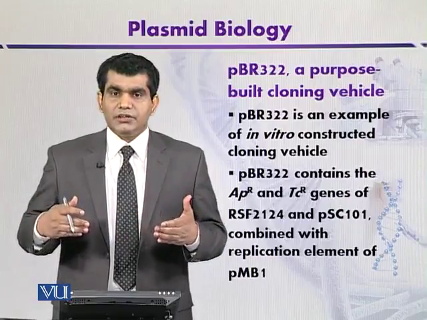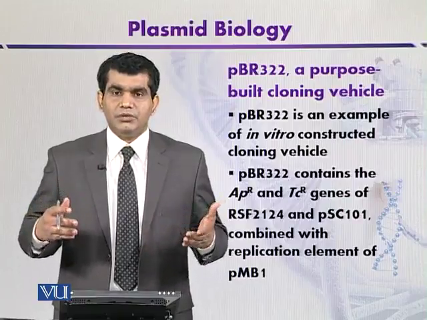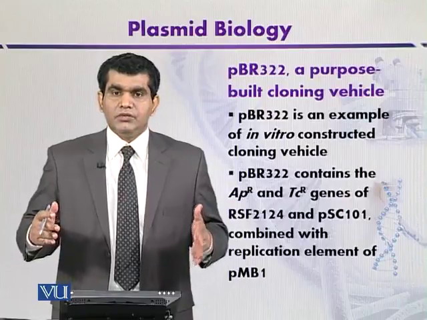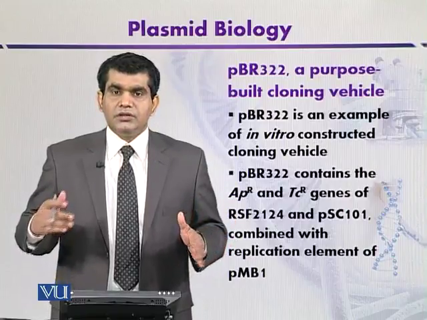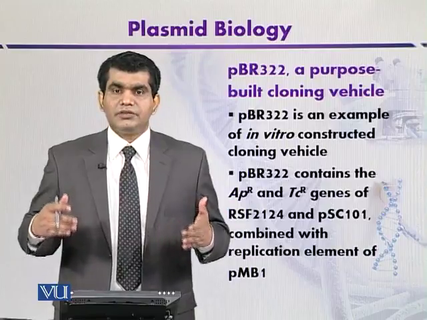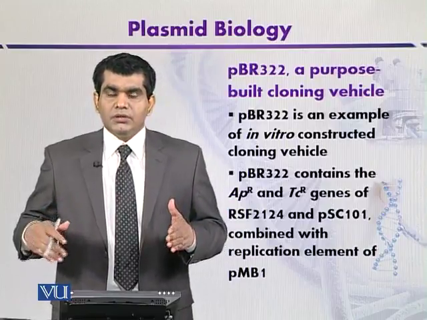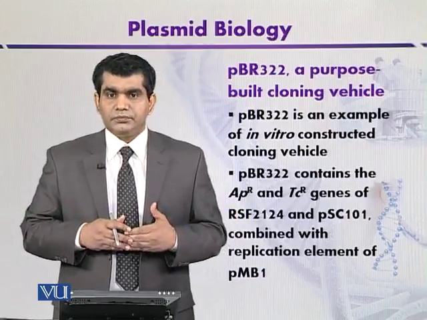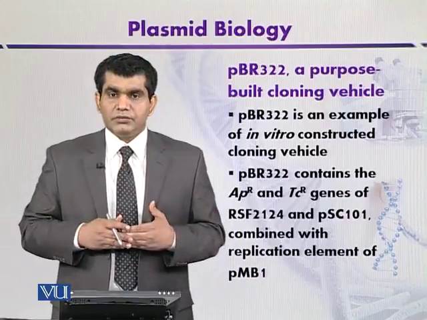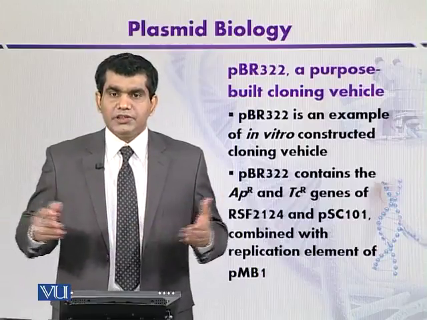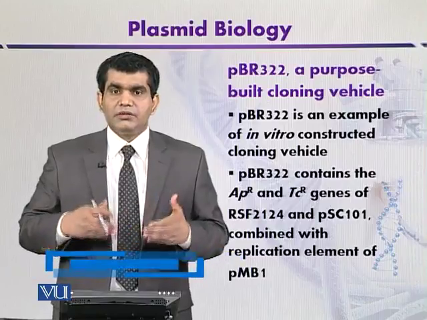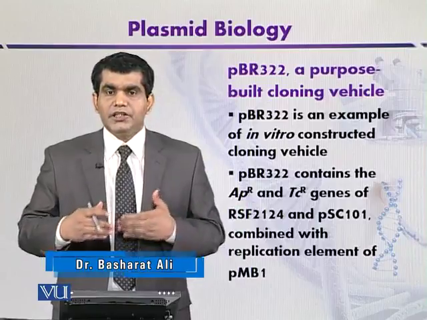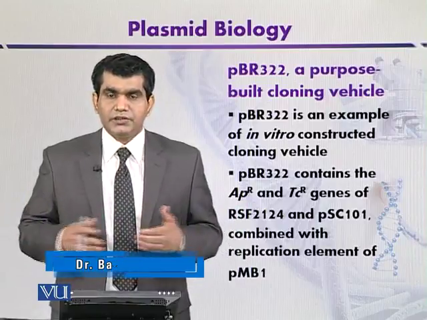The limitation is that the selection is not reliable. Although antibiotic resistance genes are there, as we discussed, the selection is not reliable because many selectable markers are not present, maybe only one or two. So for this reason, biologists realized that one can create artificial plasmids that can be used as a cloning vector.